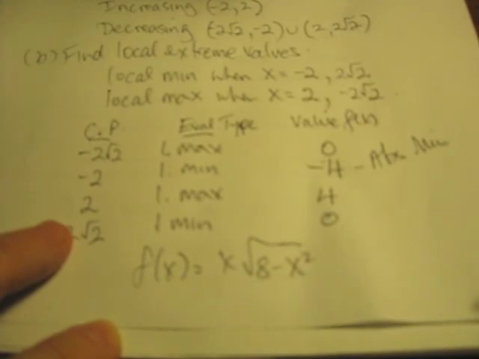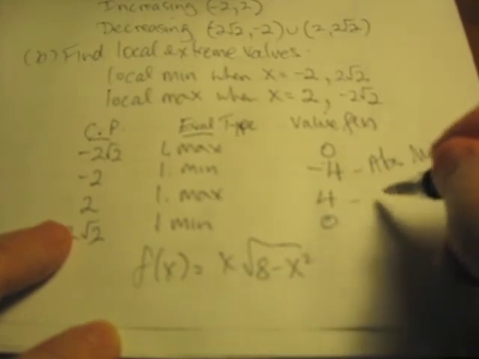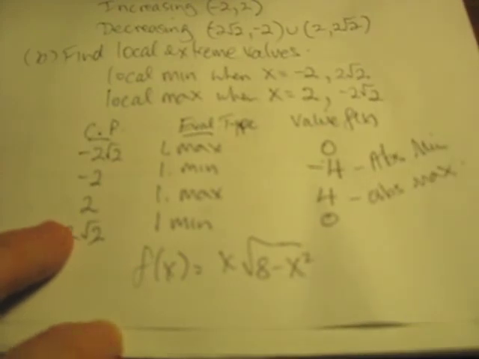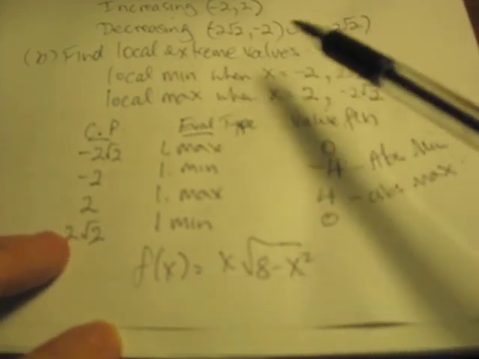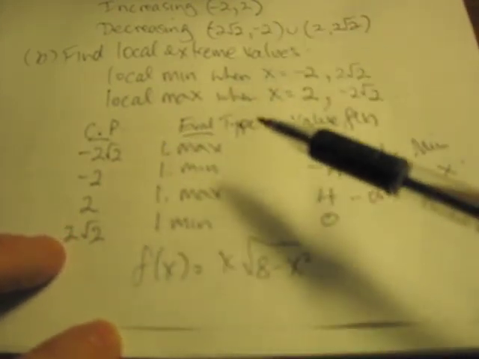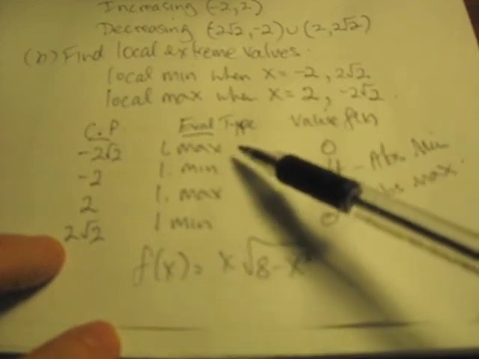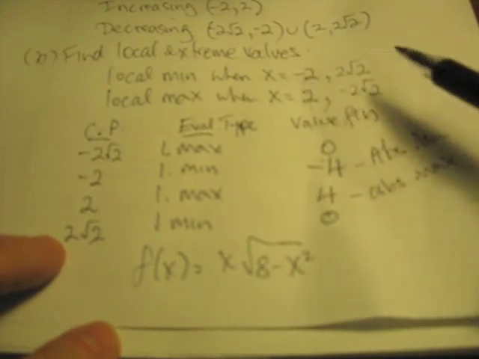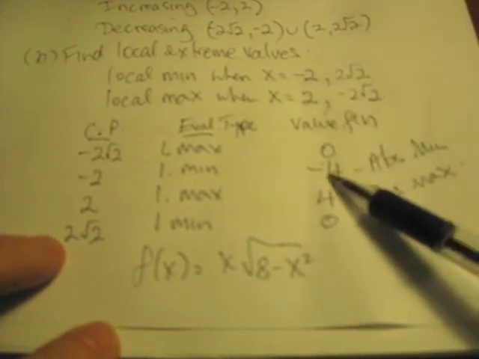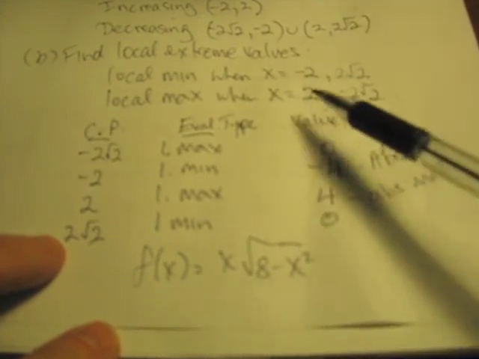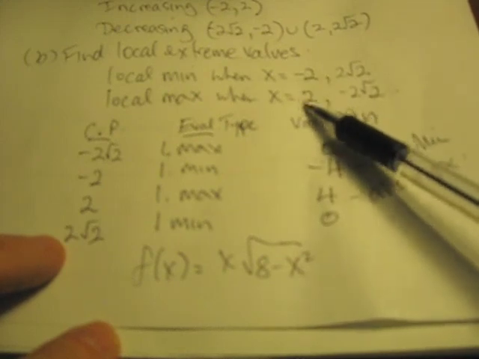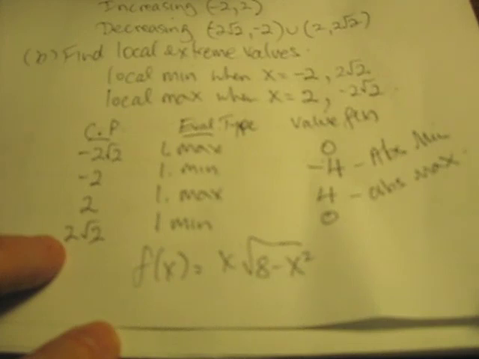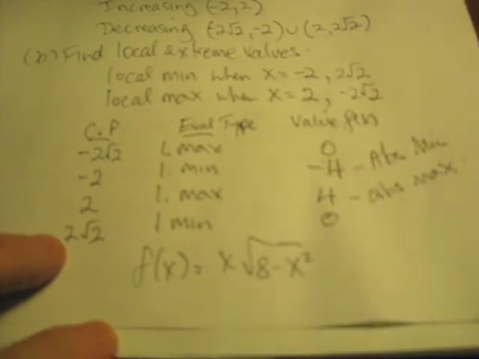It's the smallest and it's in the domain, and this one is an absolute maximum. So what we would say is that this function has an absolute minimum of negative 4 when x is equal to negative 2, and it has an absolute maximum of 4 when x is equal to 2. Okay, and that's how we do a problem like that.